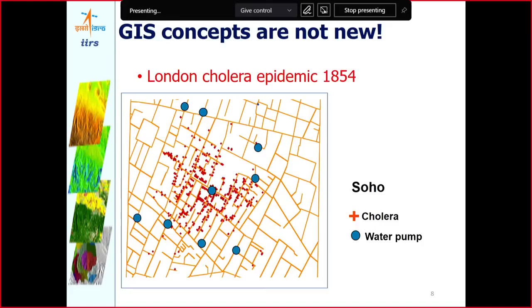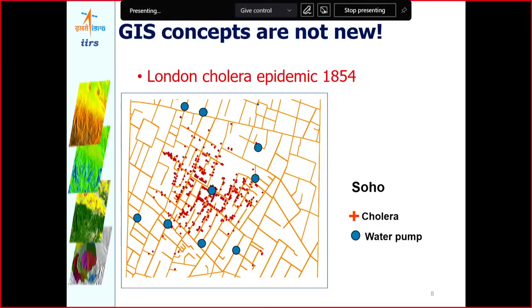The moment he overlaid the people affected by cholera and the water pumps on the map, he could directly relate that this particular water pump, the one in the center, was responsible for contaminated water, which was ultimately affecting human health. So the moment this map was created, they removed this water pump. Automatically the effect of the contaminated water was removed, and there were no more casualties.